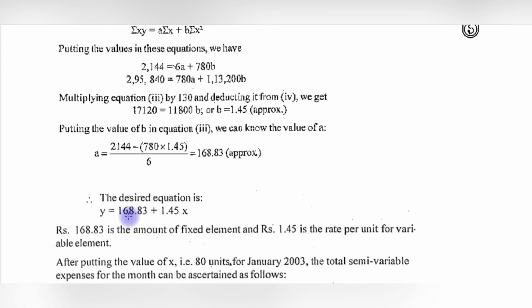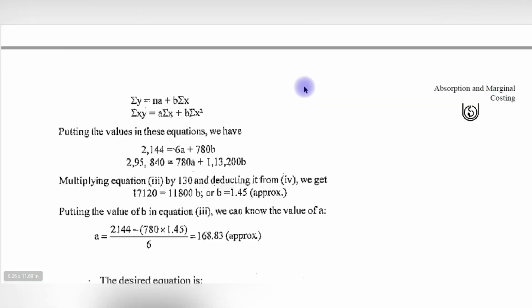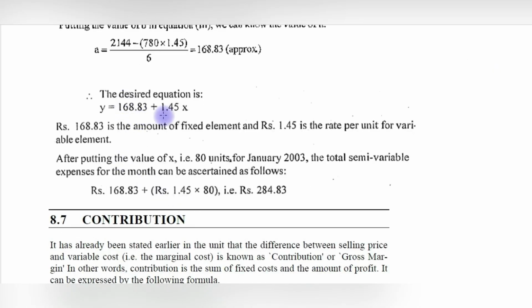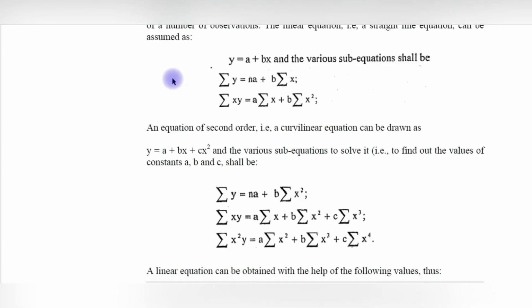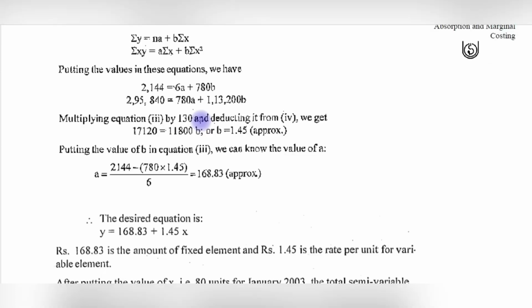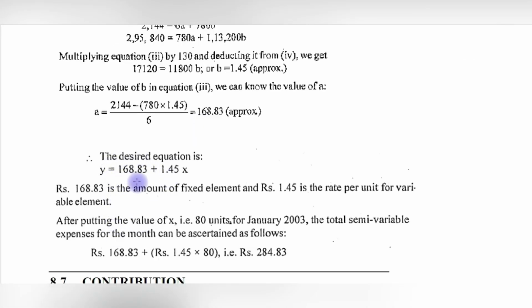The best fit equation, which is passing through all these data points, is y equals 168.83 plus 1.45x. Okay, this 168.83 is called the fixed cost. Because when x equals 0, this line is intersecting the y-axis. This intersection point is called the fixed cost. Therefore, this value when x equals 0 is called the fixed element. The remaining part is called the variable element.